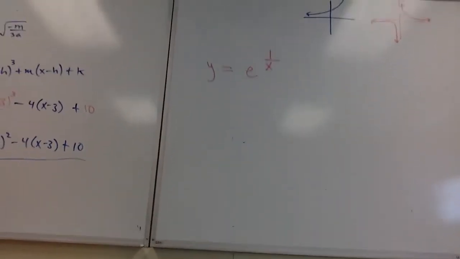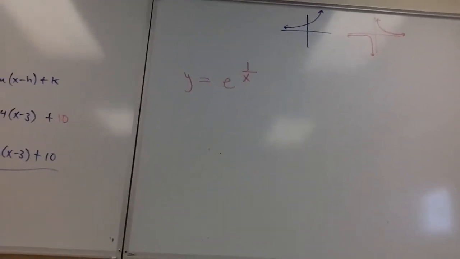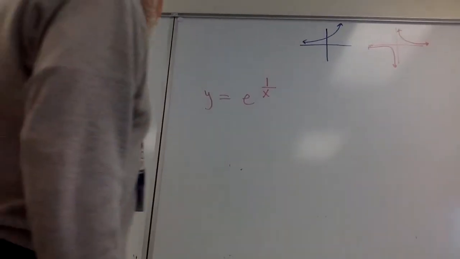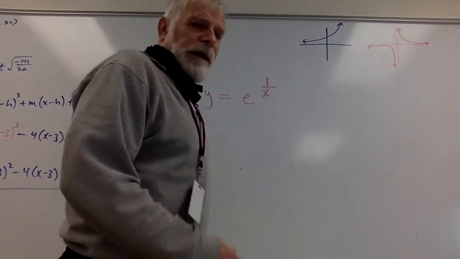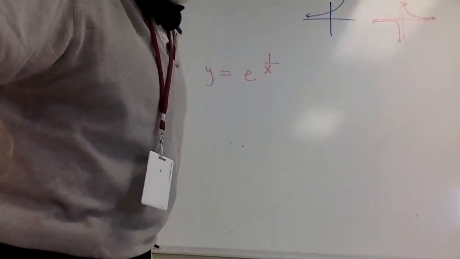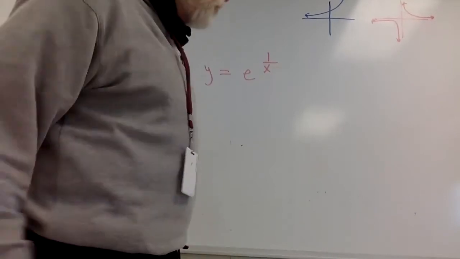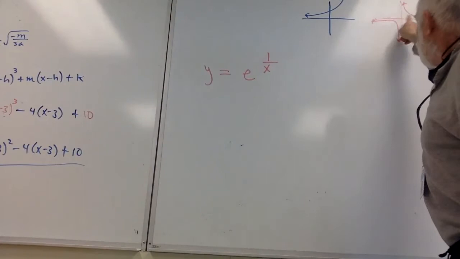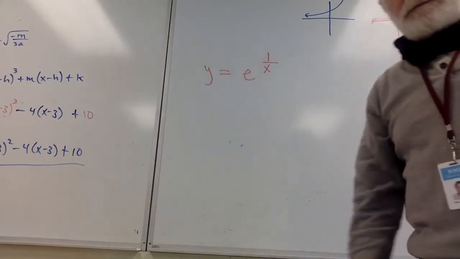Practice like we just did, so I'm hoping that some of you can do that now. All right, so we're going to graph y equals e to the 1 over x without a calculator. We're going to see what that graph looks like, okay? And I'm going to give you the two graphs you're working with, e to the x and 1 over x. I'm going to give you that.